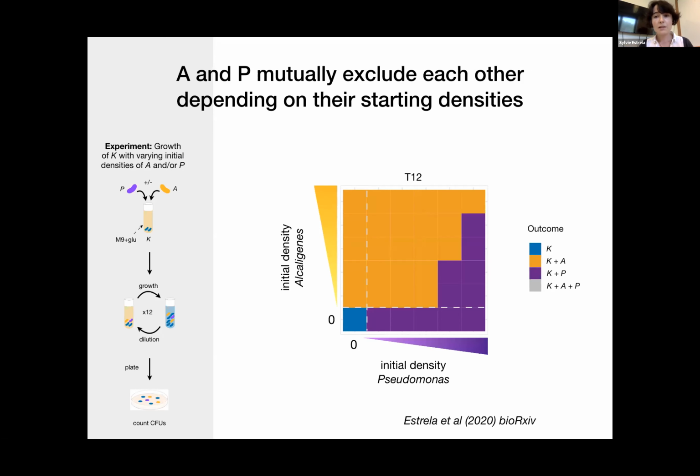Also importantly here, which species dominates depends on their starting densities. So in the upper left corner of the phase portrait, where communities were started with high A and low P, communities converge to an A-dominated state. So A excludes P. And in the bottom right corner, where communities were started with high P and low A, communities converge to a P-dominated state, so P excludes A.